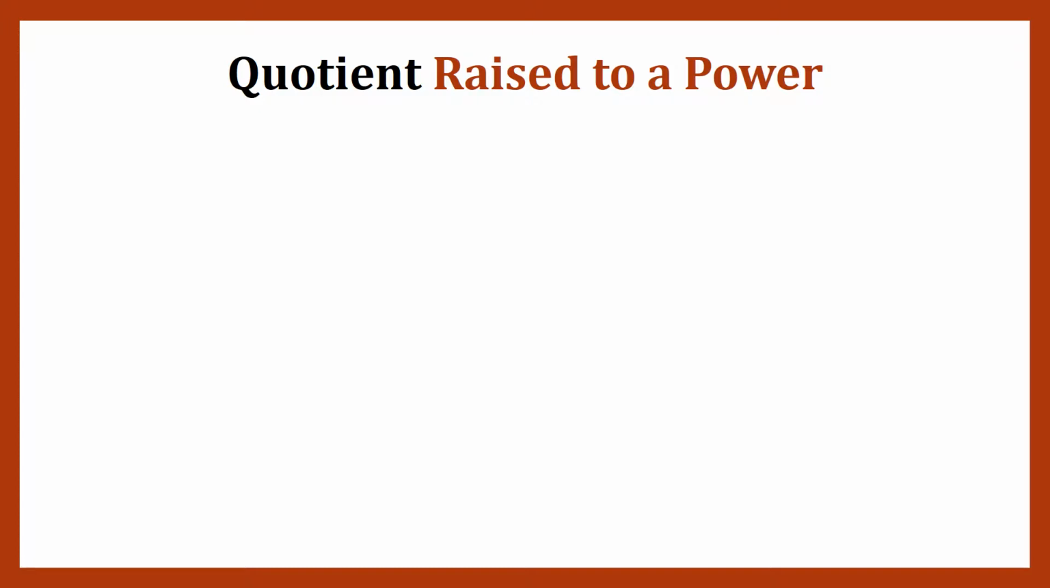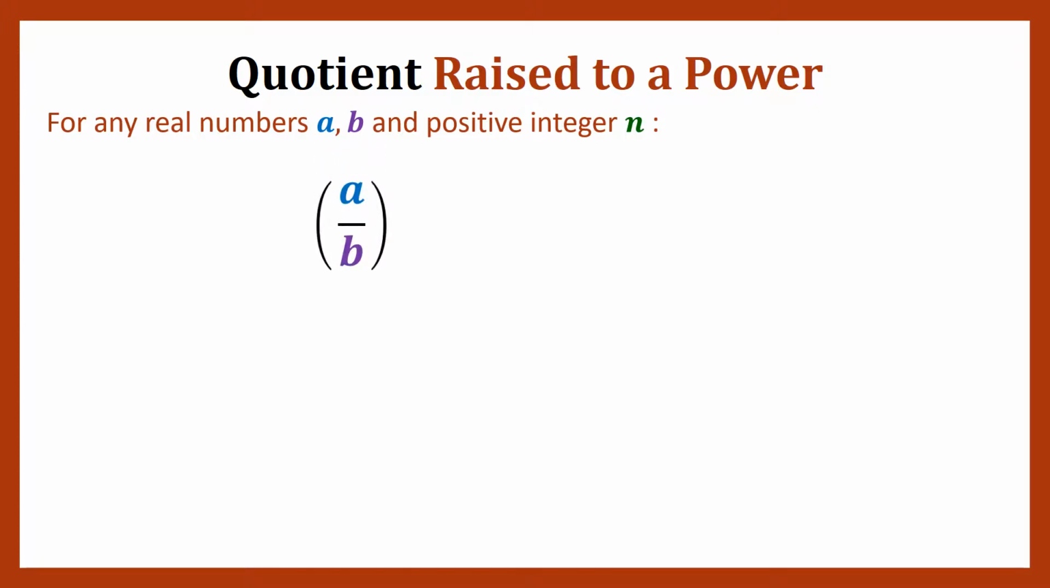This rule says the following. For any real numbers represented by the letter A and the letter B, and a positive integer represented by the letter n, we can say the following. When we have a quotient A divided by B, and this quotient is raised to the power of n, then this is equal to the value A raised to the power of n divided by the value B raised to the power of n, where the value B is not equal to 0.